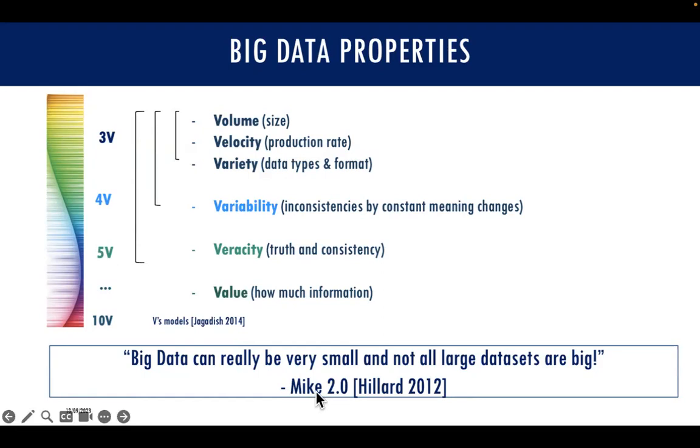So, a most reference is the one of Mike 2.0 in 2012, where this big data description had started, but we have a later one by Jagadish with the V models, and he discusses these properties. We will do a practical exercise, but in order not to forget, if you're interested in formally reading about the V's, this paper of Jagadish is a seminal one.